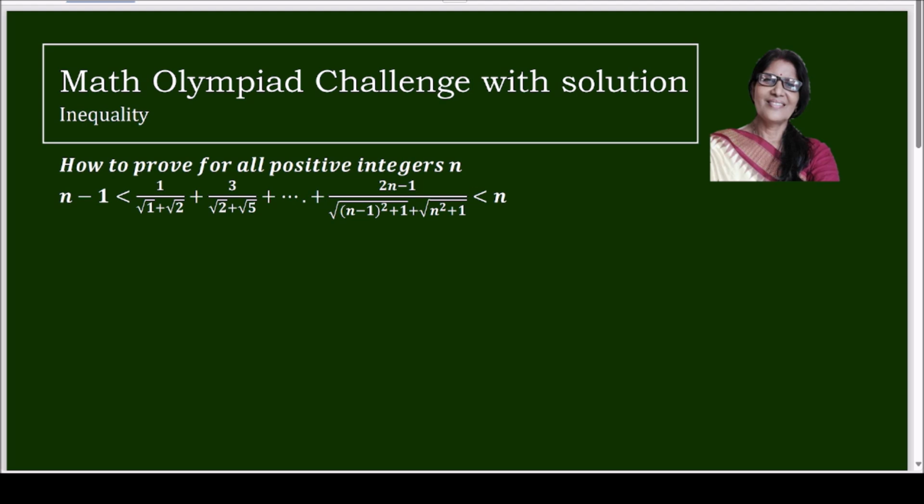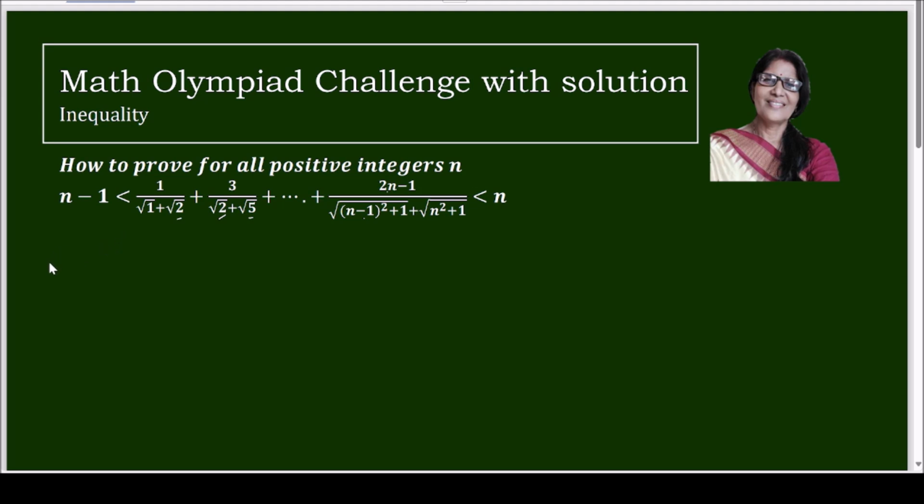Today's very interesting question: how to prove that for all positive integers n, n minus 1 is less than 1 over square root of 1 plus square root of 2, plus 3 over square root of 2 plus square root of 5, up to the last term, which is (2n minus 1) over square root of (n minus 1) whole square plus 1 plus square root of n square plus 1, less than n.